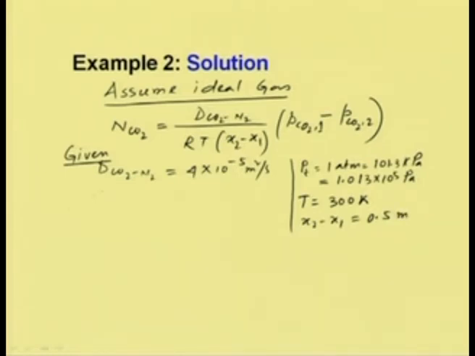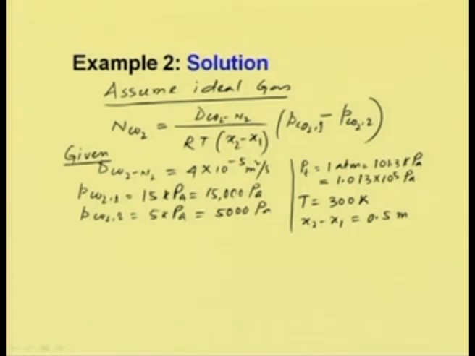The partial pressure of CO2 at point 1 is 15 kilopascal, which is 15,000 Pascal, and the partial pressure of CO2 at point 2 is 5 kilopascal, which is 5,000 Pascal, and R is known to us, 8314 Pascal meter cube per kmol Kelvin.